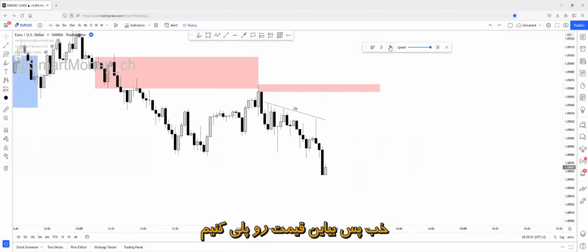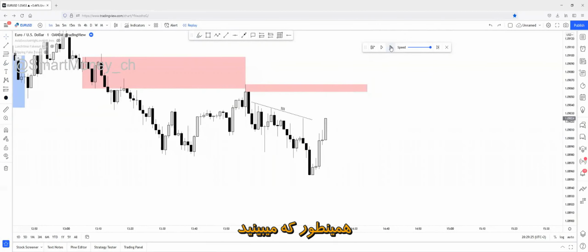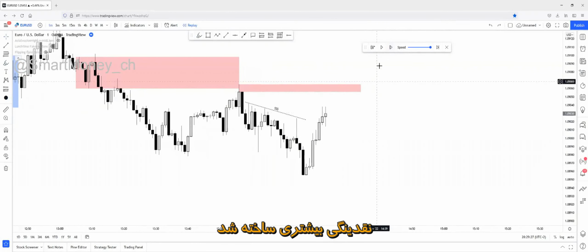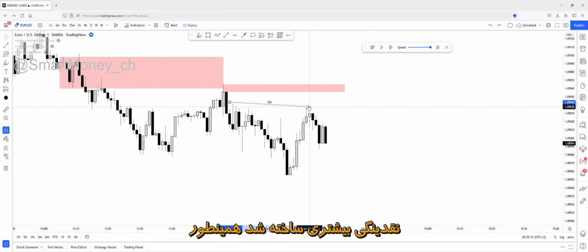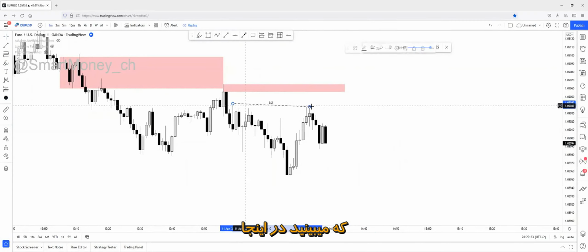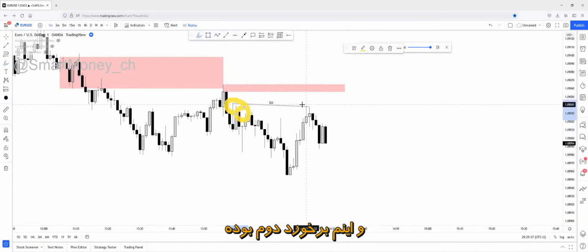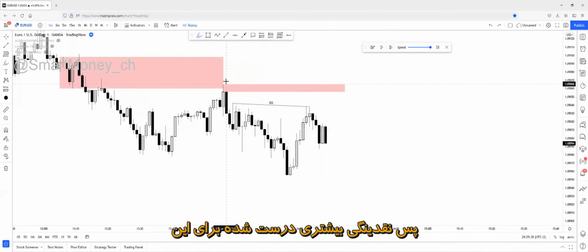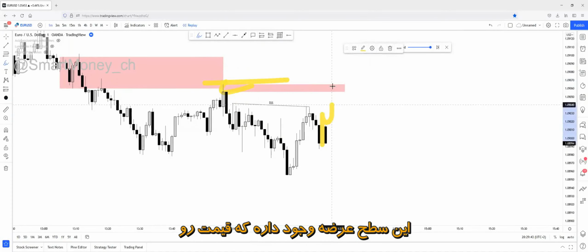So let's just play price forward. And that supply zone has been swept, as you can see. More liquidity is being created. More liquidity has been created, as you can see. Right here, right now, a perfect double tap can be found because here was the first touch, here was the second touch. So more liquidity has been created for this zone. So there's a high chance for this supply zone to reverse price to the downside.